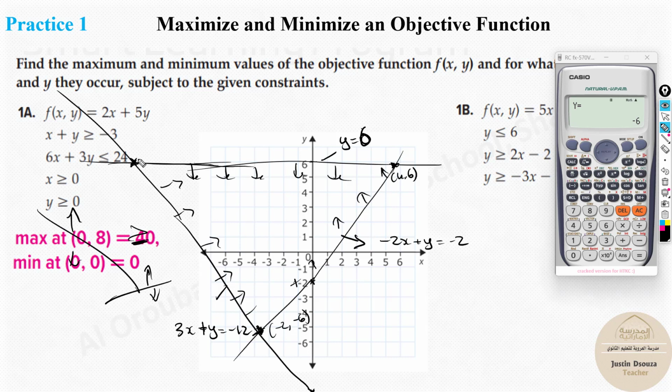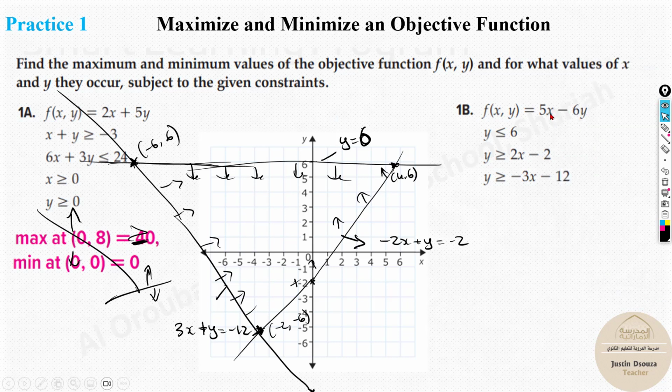And the last vertex point over here is where y equals 6 and 3x plus y equals minus 12. So let's type it in. Let me just change this equation to 0, 1 and 6, and here you go, the final answer, minus 6 and plus 6. So these are the vertex points, minus 6, 6. Three vertex points we have obtained. Now all you need to do over here is substitute these vertex points in the given objective function.